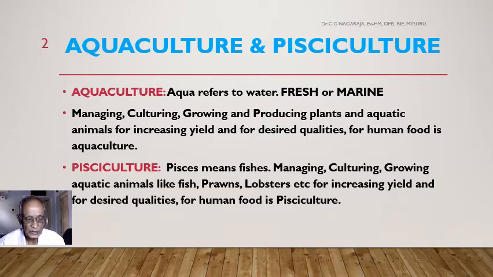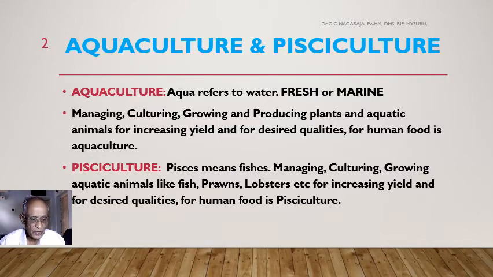Coming to pisciculture, the word pisces refers to fishes. Now, this is only practicing, managing, and also culturing the different varieties of fishes in a particular area controlled by human beings, especially maybe in tanks. So we will try to know what they are.